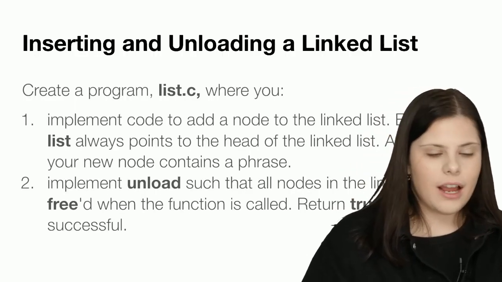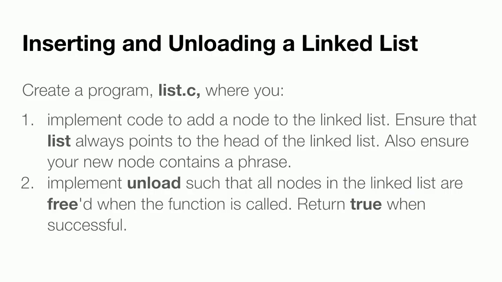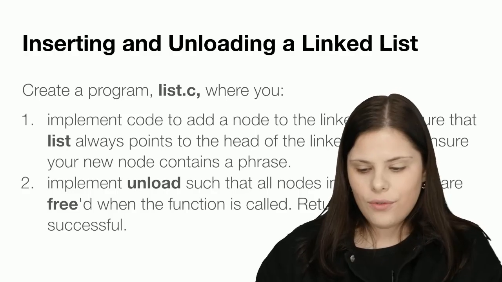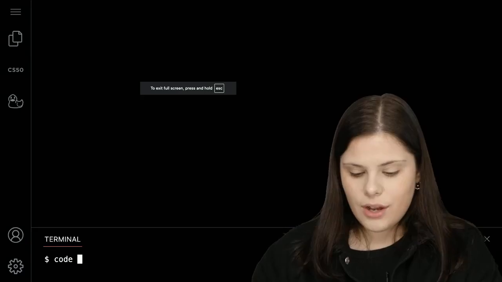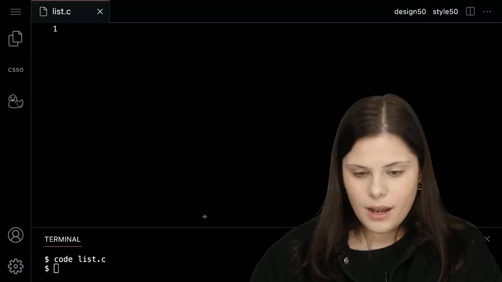And let's talk about our first exercise. So in this program, what we're going to do, we're going to implement code that will add a node to the linked list. And we will also implement an unload function that will ensure that we're always freeing the memory that we are allocating. So I've already pre-created something. So let's open it up.